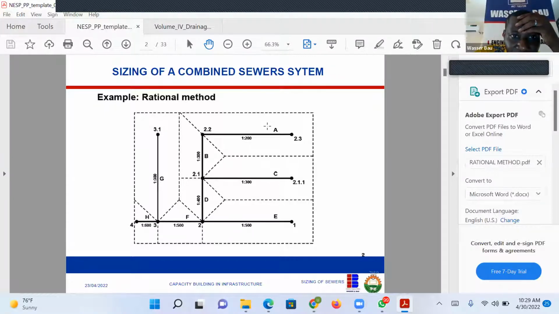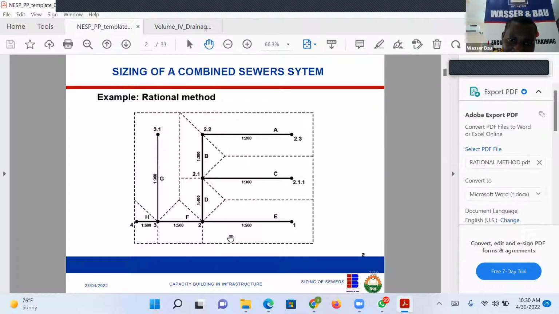This is a regular catchment. It's like regular, but in real life, it will not be like this. It will be complicated. So you can see this place is catchment A.